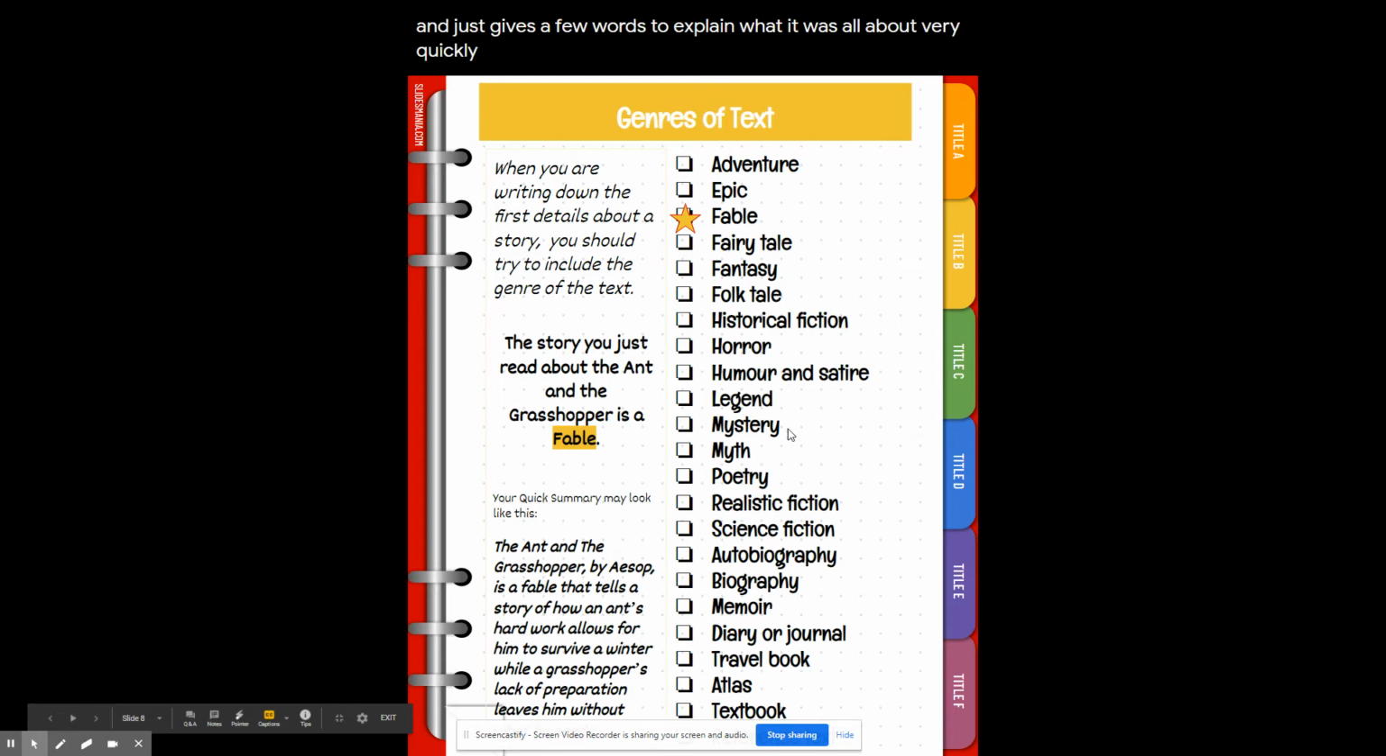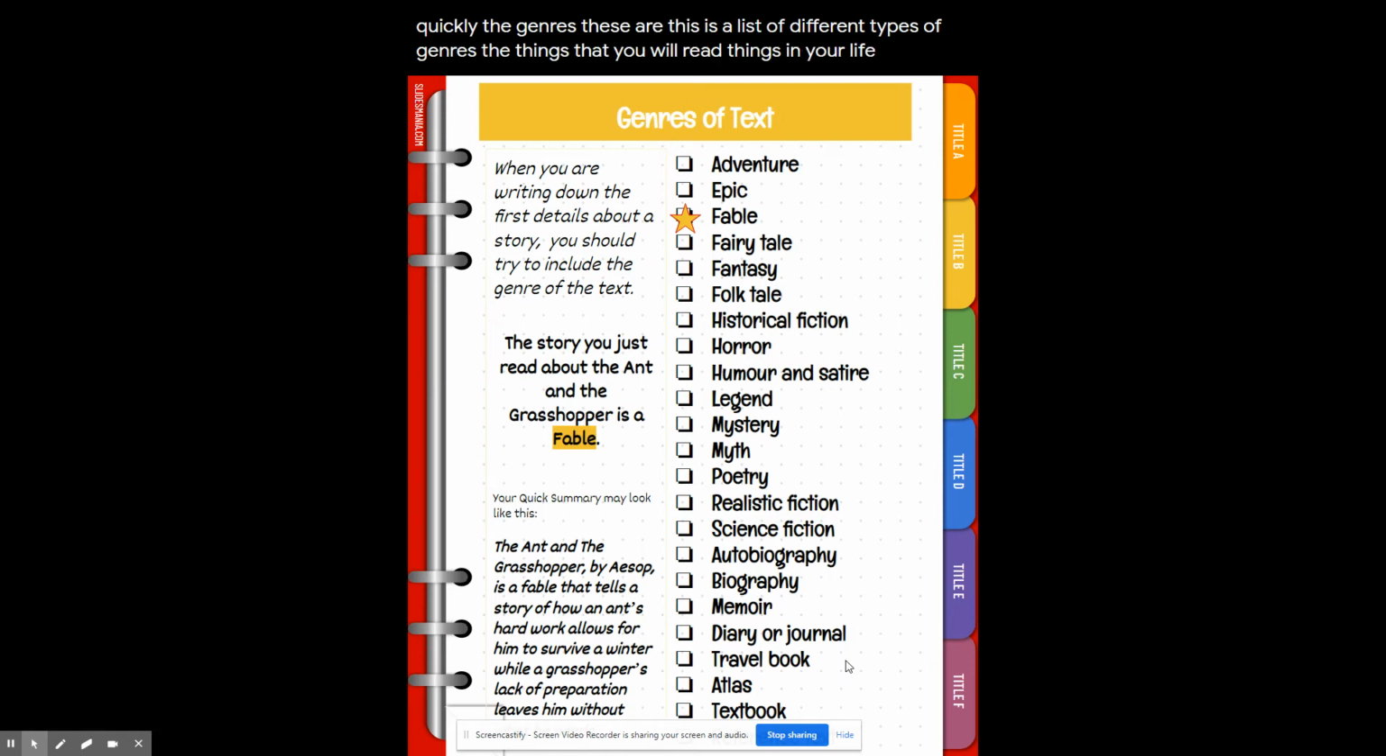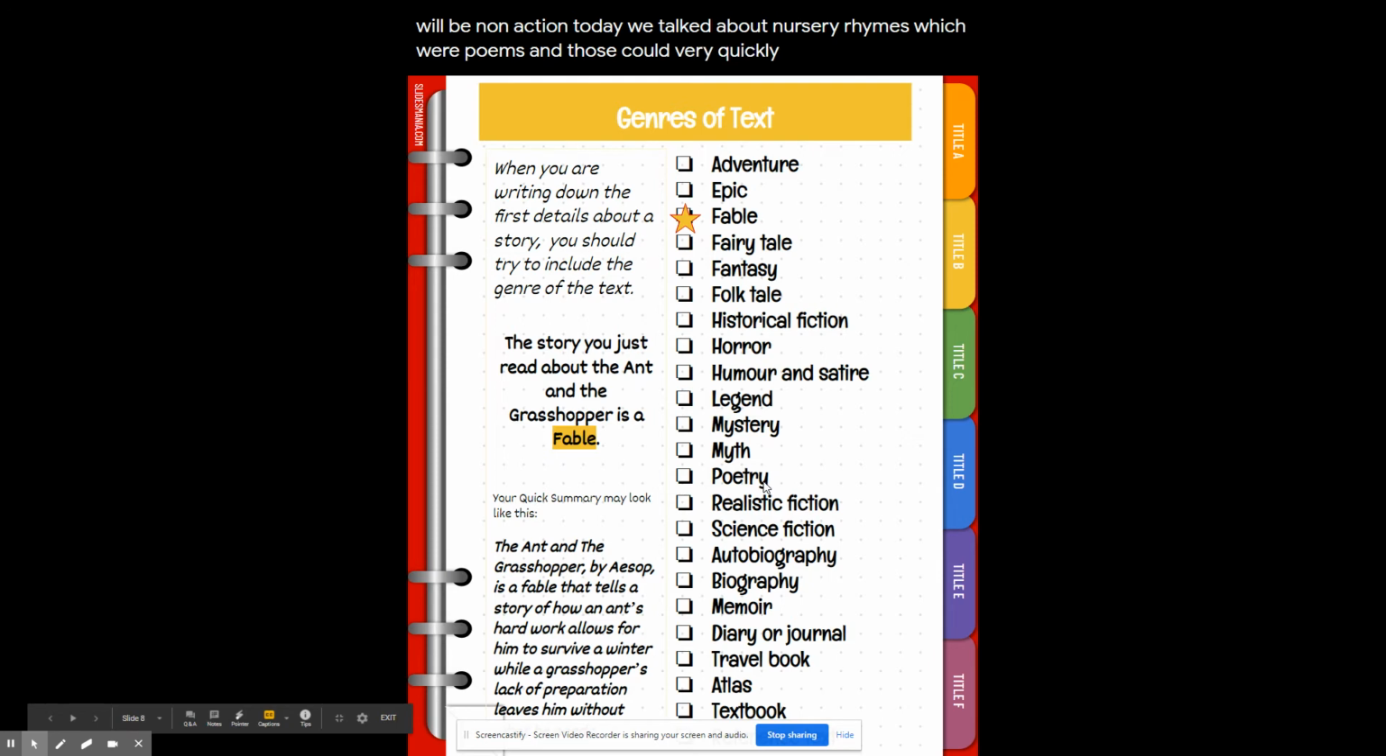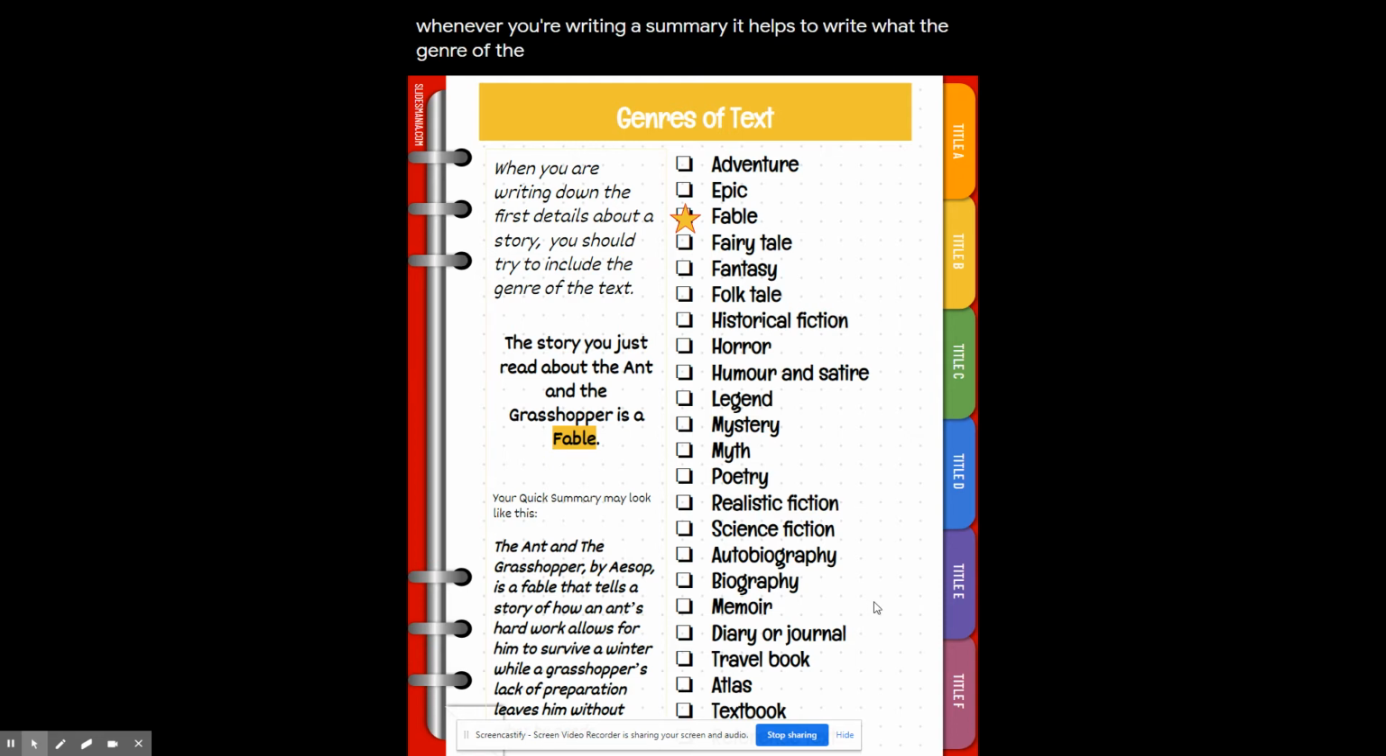Very quickly, the genres. This is a list of different types of genres, the things that you will read, things in your life that you will be exposed to. They will be stories, they will be fiction, they will be nonfiction. Today we talked about nursery rhymes, which were poems, and those could very quickly go under poetry. The story of the grasshopper and the ant would be a fable. Whenever you're writing a summary, it helps to write what the genre of the text is. So, as we move forward, make sure you include that when you're writing a quick summary of any type of text.